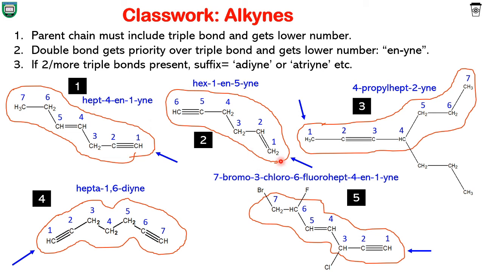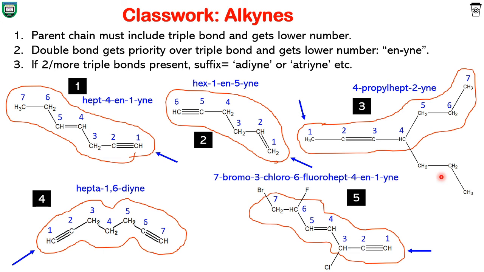For the second one we are numbering from right to left because double bond gets priority when double bond and triple bond have equal positions on either ends or same positions. So hex, 6 carbon atoms, hex 1-ene and 5-yne. Always write double bond first followed by triple bond. That is the ene and then yne. In ene, remove the second E.